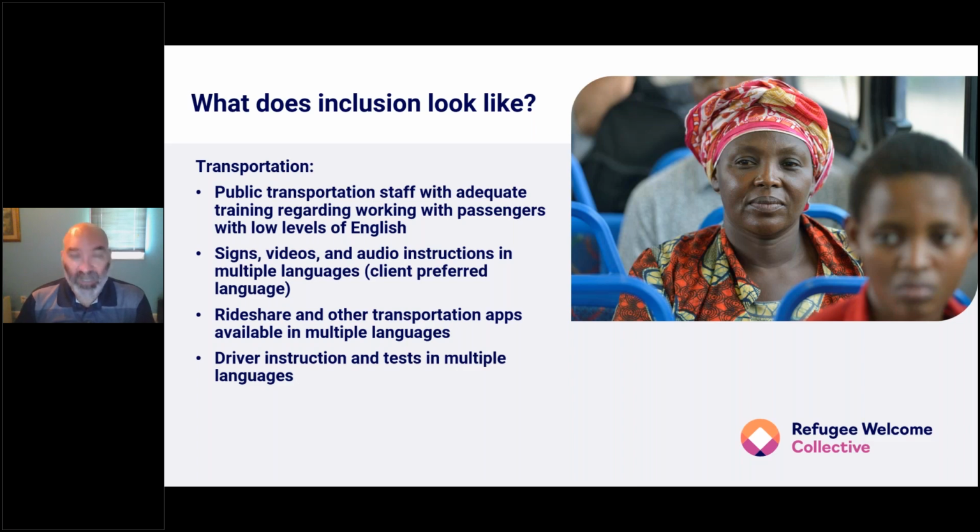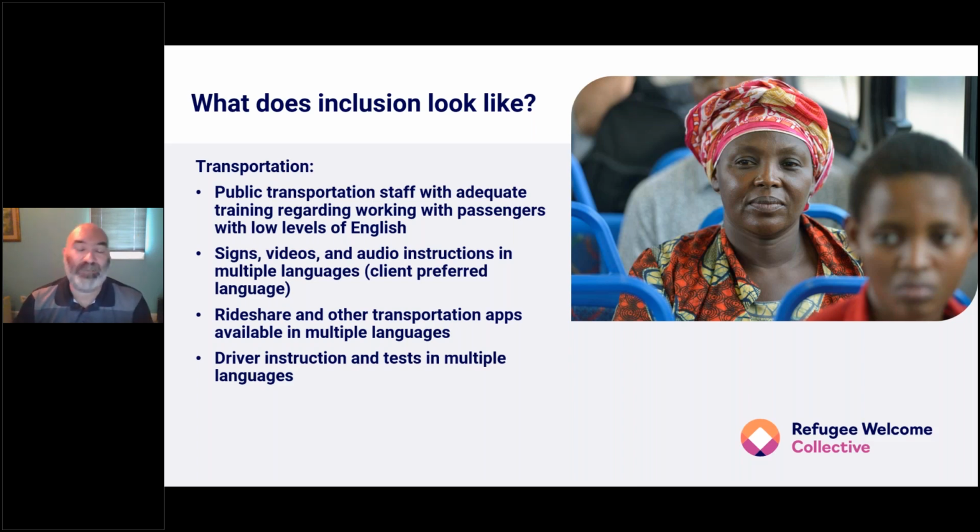Are there signs? Are there videos? Audio instructions in multiple languages. So whether they're on a subway or on the bus, are there signs? Is there video happening so that you can see, even if you don't fully understand the language, you can see something? Or are there audio instructions, especially in multiple languages, and hopefully in the client's preferred language? Are rideshare and other transportation apps available in multiple languages? Is driver instruction and testing in multiple languages?